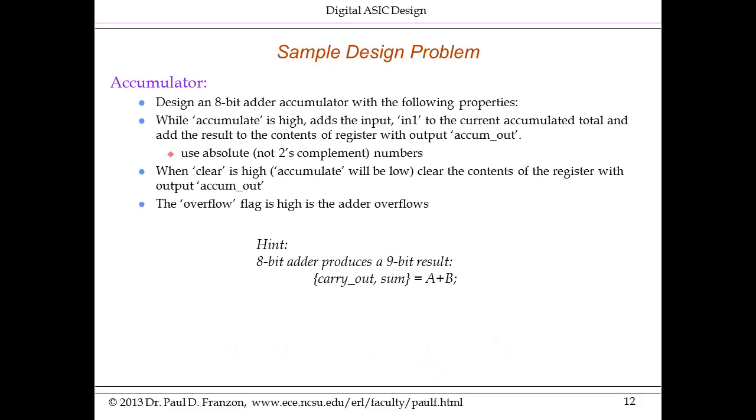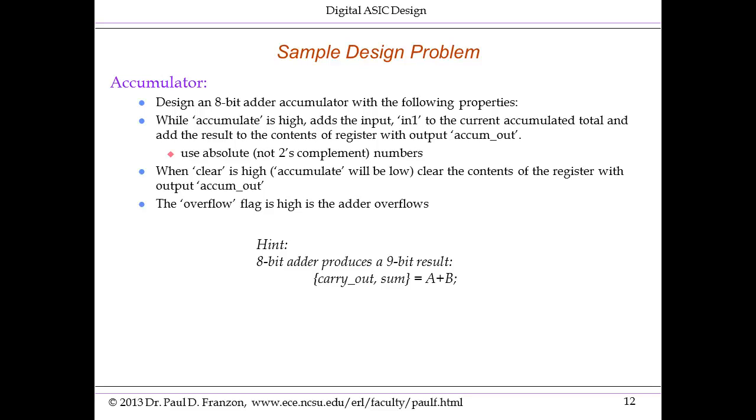So next we're going to turn to a sample design problem. We looked at timing diagrams. I want you to understand how timing diagrams are done. And now we're going to do a simple design example to start getting you doing design. I'm going to design a simple 8-bit adder accumulator with the properties as discussed here. We've got a control signal coming in, accumulate. When that is high, whatever's on the input in 1 is added to the current accumulated total and appears on accum out. You're going to use absolute, that is unsigned, numbers.